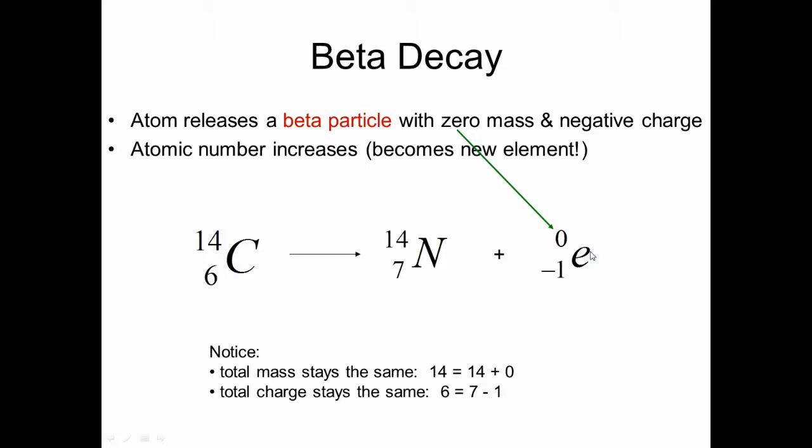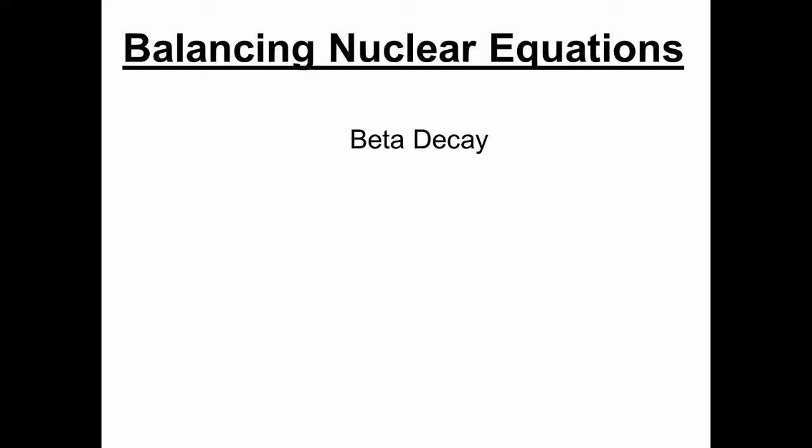Okay, so now it's your turn to, I think it's silicon-27, number 14. Practice writing what would happen if that underwent beta decay. So pause the video here and take a second and figure out what the products are.